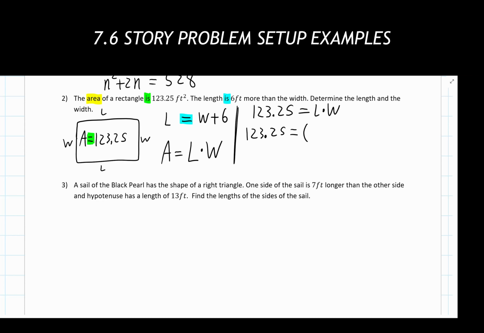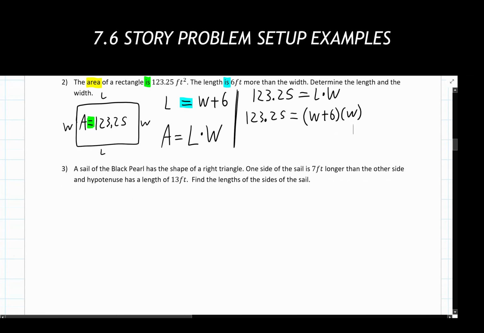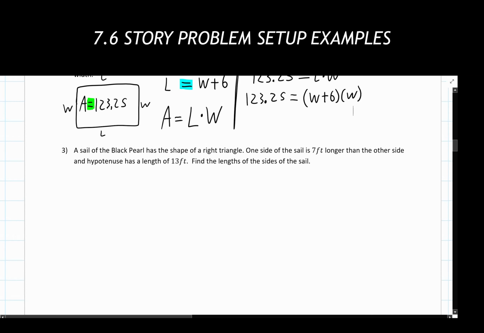So instead of having the length in there, I can rewrite the length as W plus 6 because that's been given to me. And now I have something written in here, and now I can start solving this. We can distribute the W through and solve using our previously learned methods for solving equations with our factoring methods. And then we'll take a look at our last example again just to get these set up, written down for ourselves.